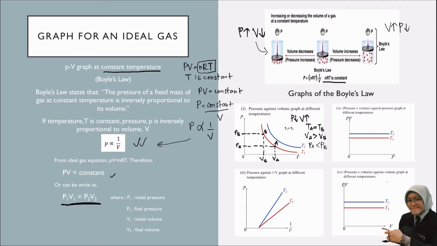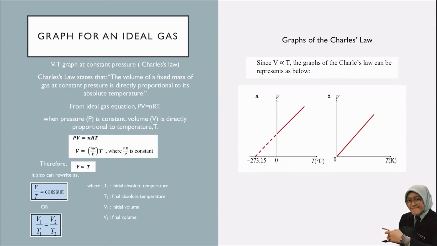So the second one is the graph of pressure times volume against pressure at different temperatures. So this is all the graphs of Boyle's law. And the third one is pressure against 1 over V at different temperatures. And the fourth graph is pressure times volume against volume at different temperatures. So next is the graph for an ideal gas.